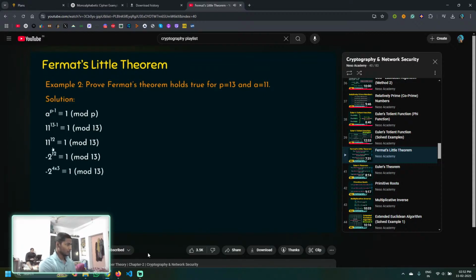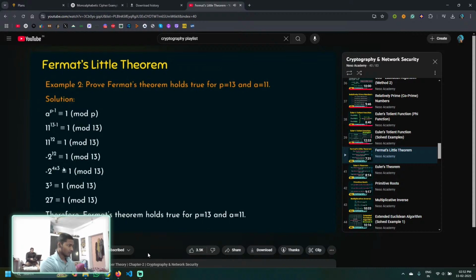Now we can easily simplify this. You can simplify this using any method, but see how I am doing it here. I'm just breaking this 12 into 4 into 3. So minus 2 power 4 into 3 is congruent to 1 mod 13. How are we getting 3 here? Minus 2 to the power 4 is 16, and then 16 to the power 3. 16 divided by 13 gives 3 as the remainder. So we get 3 to the power 3; this power 3 remains the same. 3 to the power 3 is 27. So 27 when divided by 13, 13 times 2 is 26, leaving remainder 1. So Fermat's theorem holds true for p is equal to 13 and a is equal to 11.